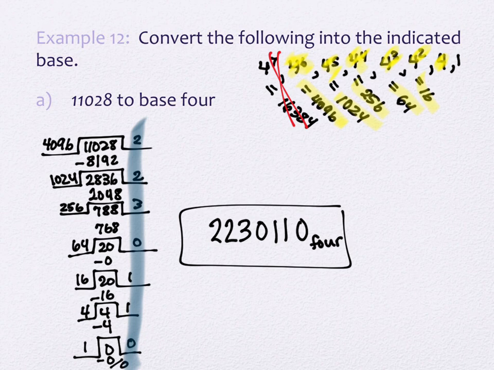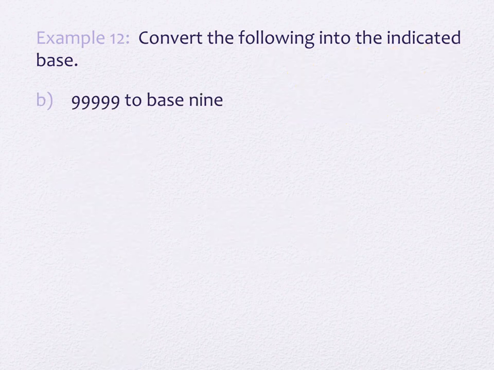Okay, we have one more. Same process. We have 99,999, and we're going to put it into base 9, where there are no 9s. And you can't just swap them all out either. It doesn't work like that. It's not that friendly. We need to know powers of 9 in order to do this, just like we did powers of 4 on the last one.